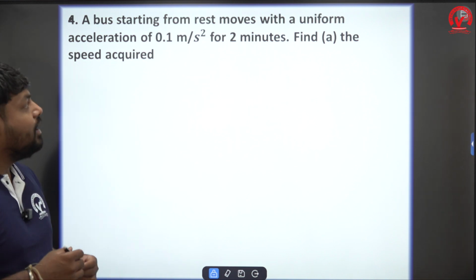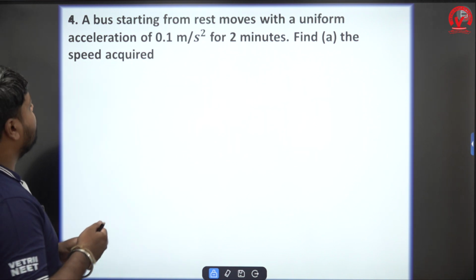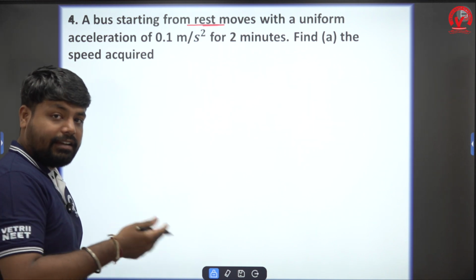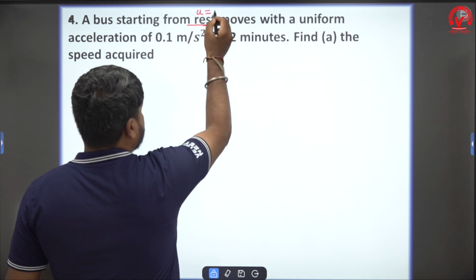See the fourth question. A bus starts from rest and moves with a uniform acceleration. So the bus starts from rest. What does it indirectly tell you? Its initial velocity is 0.